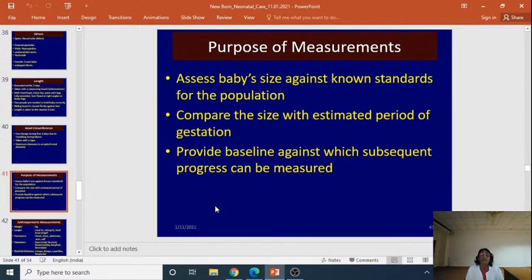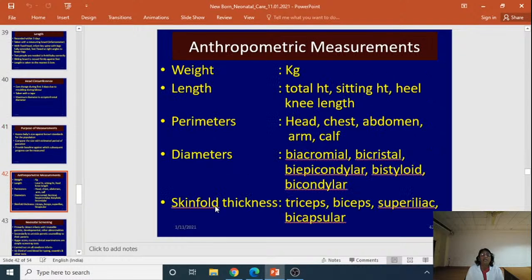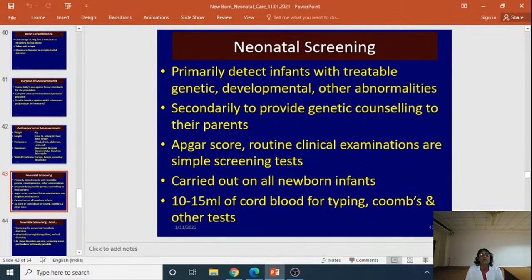Then the purpose of measurements, they just want to measure to ensure that the baby is having the same standards as of the population. If the size is less or more, then they anticipate some complications or some abnormalities, and they treat the baby accordingly. Then of course anthropometric measures, all these things are not required.